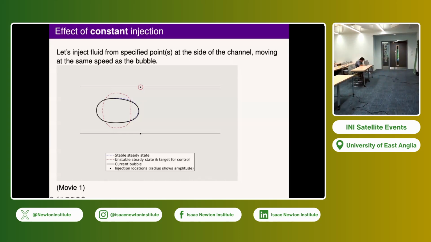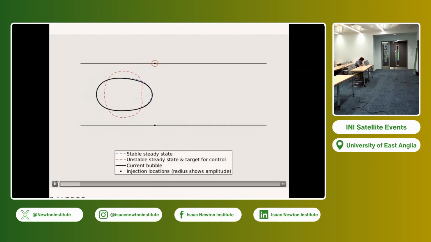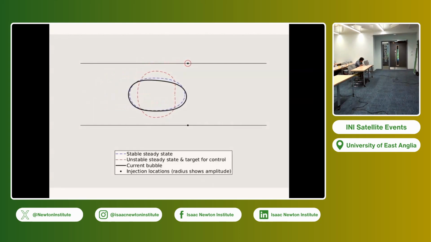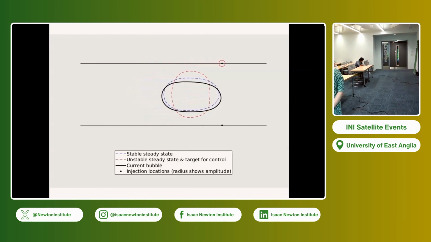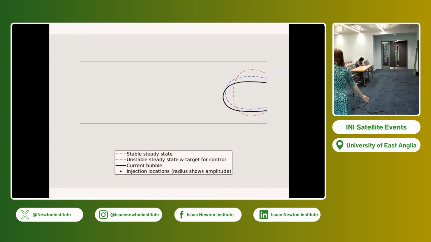What would you do if you were a bubble? Well, hopefully something like this. As in not very much. You move away from where the fluid is injected. That's what you'd expect. And it reaches some new steady state and it's a bit perturbed like that. Obviously it doesn't get to where I want it to go, because that would be too easy.